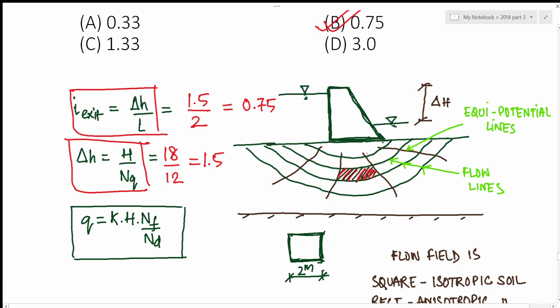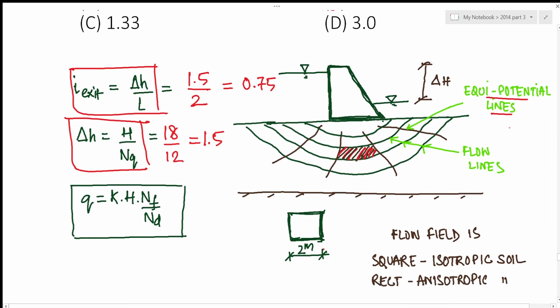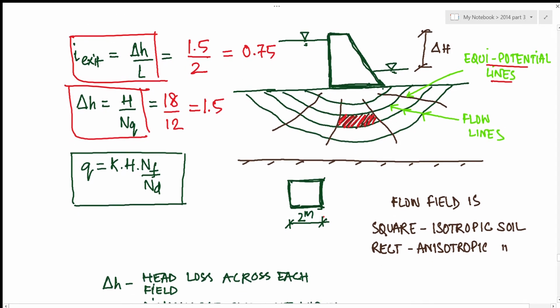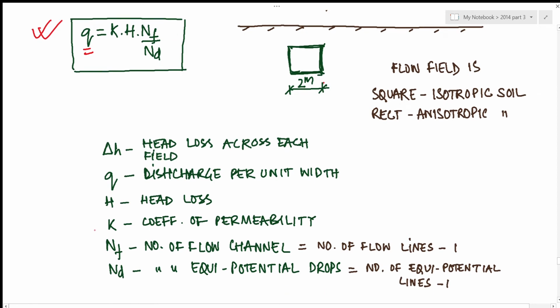Also, these are the flow lines that are depicted here. Orthogonal to flow lines are known as equipotential lines, and this is a flow field, the length of which was given in the question. Also, you should remember this formula. The discharge per unit width is given as K into H into NF by ND, where NF is the number of flow channels and ND is the number of equipotential drops. Now NF is given by number of flow lines minus 1 and ND is given by number of equipotential lines minus 1.